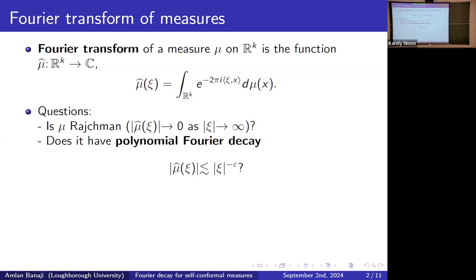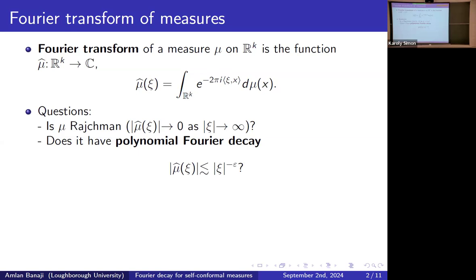So which measures mu are Rajchman? In other words, for which measures does the Fourier transform decay to 0 as the magnitude of the frequency grows off to infinity? And if the measure is Rajchman, then it's natural to ask whether it has polynomial or power Fourier decay, by which I mean that the magnitude of the Fourier transform is bounded above by some constant independent of psi times the magnitude of psi to the power of minus epsilon for some power epsilon.